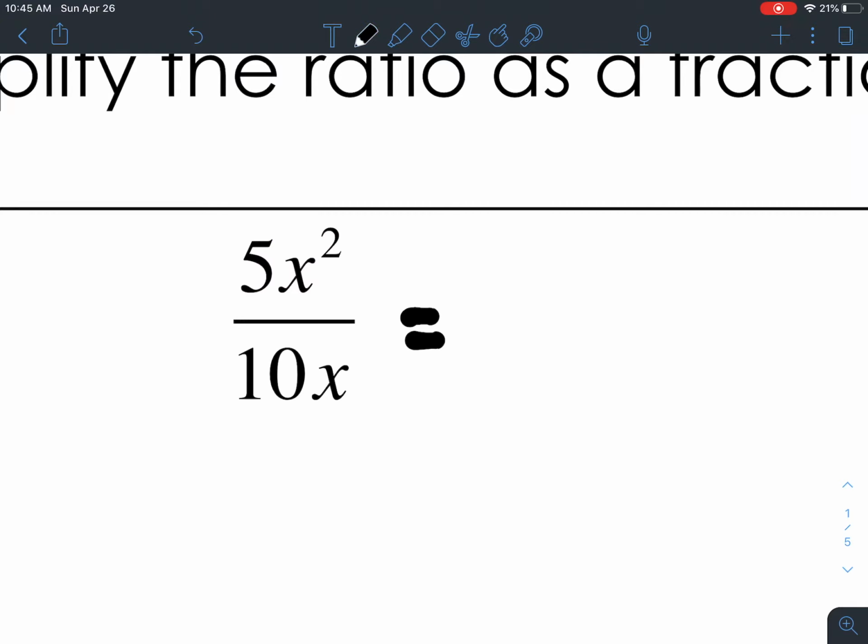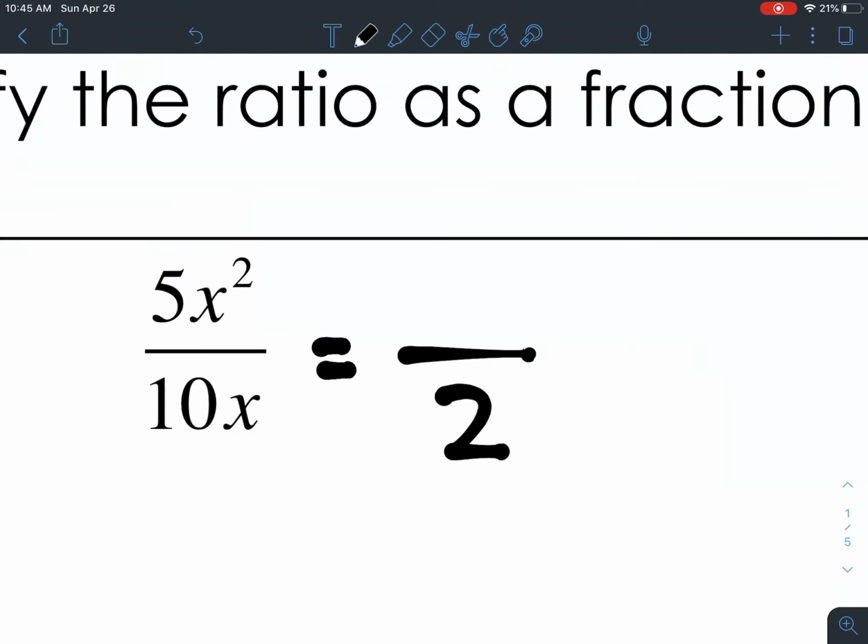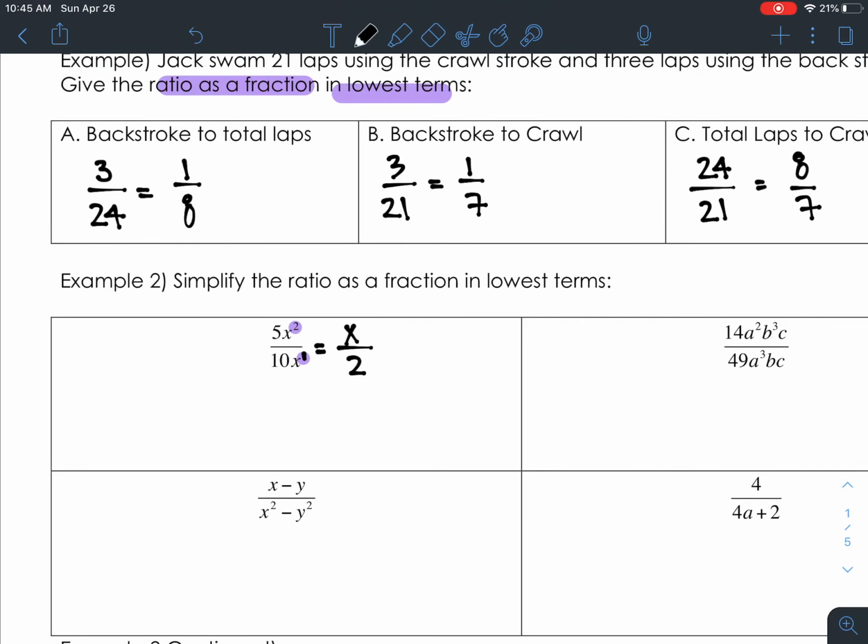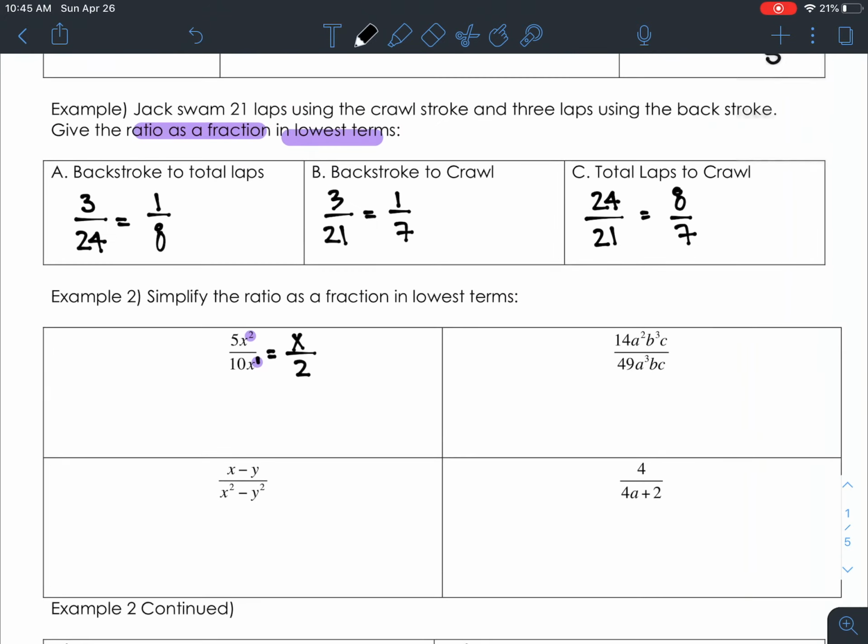So if I was looking at the 5 and the 10, what is 5 divided by 10? Well, it's 1/2, which means the 2 stays on the bottom, okay? Now, for the x squared and the x, you have x times x on top, and you have x on the bottom. So what you do is you subtract those exponents, and there's a 1 behind that x there. So 2 minus 1 is just 1, so x stays on the top, so x over 2. You should have learned that in algebra class, okay?